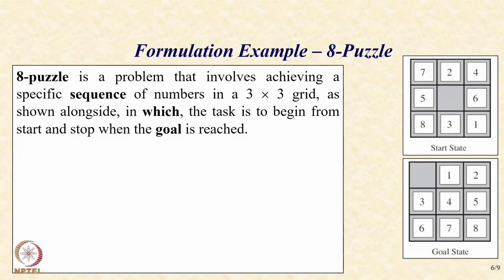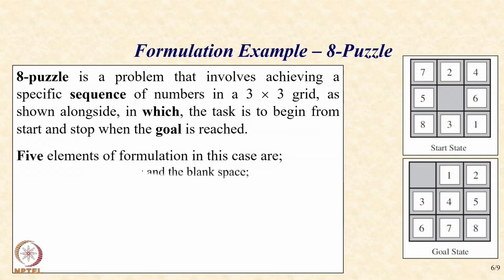Now, the requirement of this particular puzzle is that you have a start state which could be any arrangement. This is just randomly chosen to be one particular distribution of these 8 tiles, and that after taking a sequence of steps, you should reach the goal state, which means the blank should come in one corner, the top left corner, and the numbers should be arranged sequentially from 1 to 8. So, this is the problem that needs to be solved. Let us see how we can first formulate this problem using the 5 components that we have seen just now.